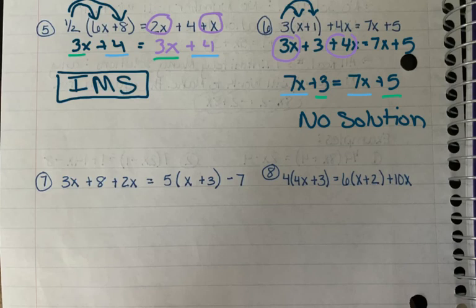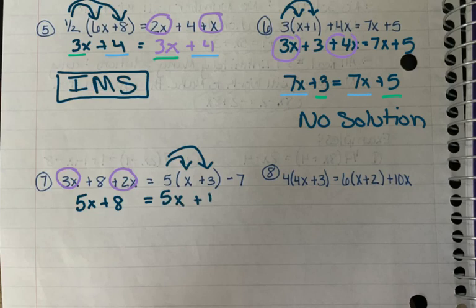Hopefully you've paused the video and worked this out, so let's check. We got to distribute first. And on this side, I need to combine like terms. So I'm going to get 5x plus 8. Over here, I'm going to get 5x plus 15 minus 7. I've got to combine some more like terms. Not doing anything with this side right now. And then 15 minus 7 is 8.